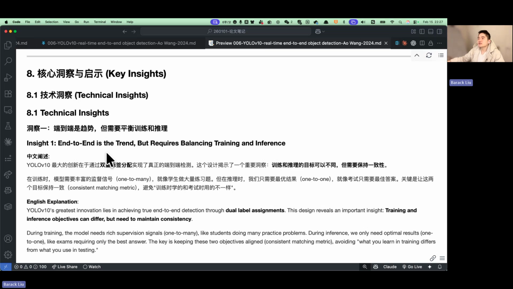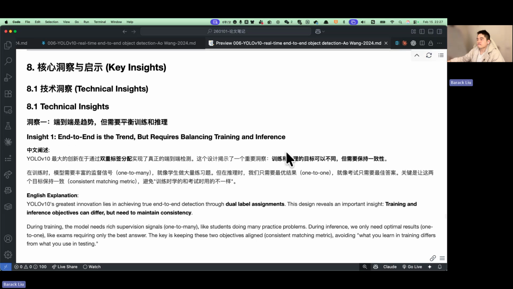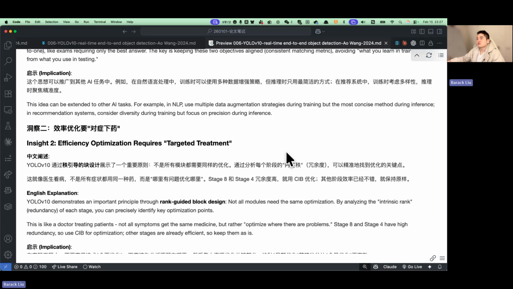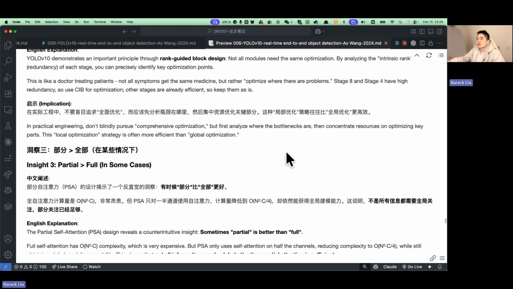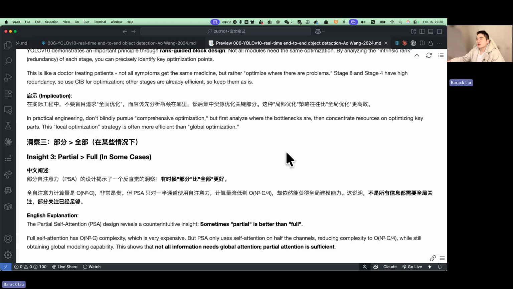Insights. Insight one, end-to-end is a trend, but requires balancing training and inference. Insight two, efficiency optimization requires targeted treatment. Insight three, partial, in some cases, is bigger than full.